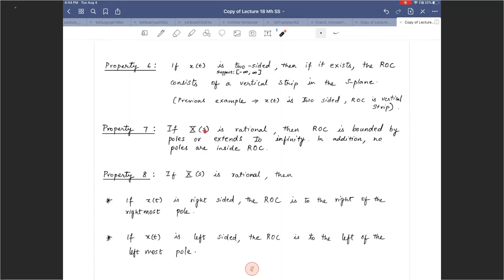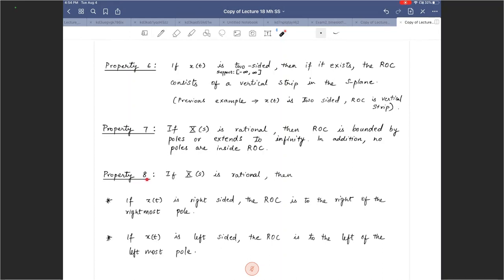All right, moving on to property number 7. If X of s, the function in Laplace domain, is rational, then the region of convergence is going to be bounded either by poles, or if it is unbounded, it's going to extend to infinity. So for example, when we had an impulse in the time domain, its region of convergence actually extended to all of S-plane, so extends to infinity. But it could also be bounded by the poles. Note, poles should not be in the region of convergence.